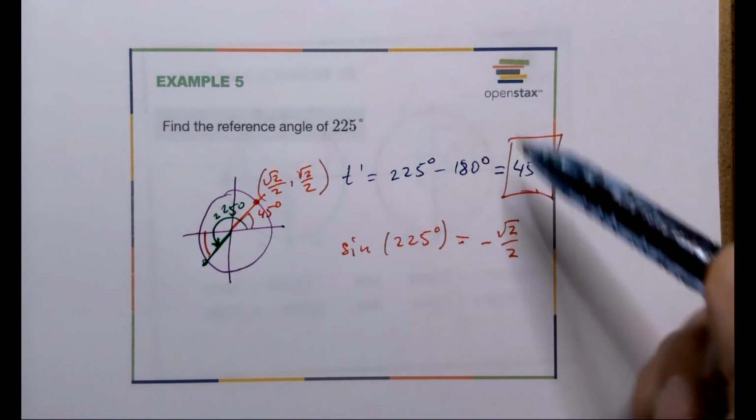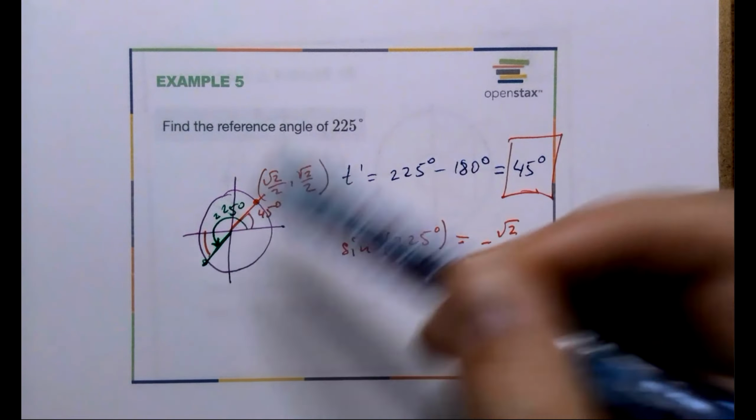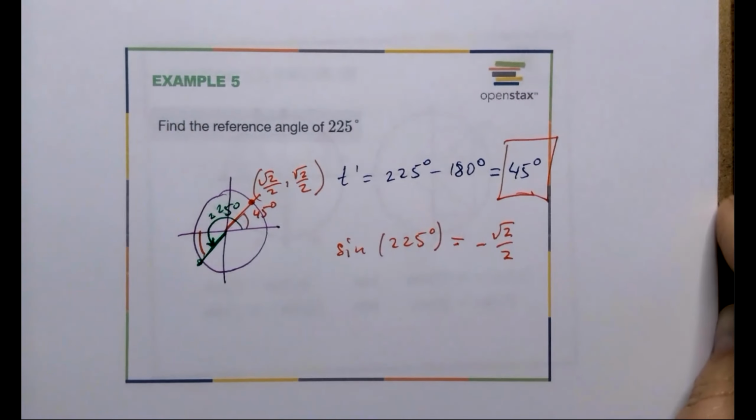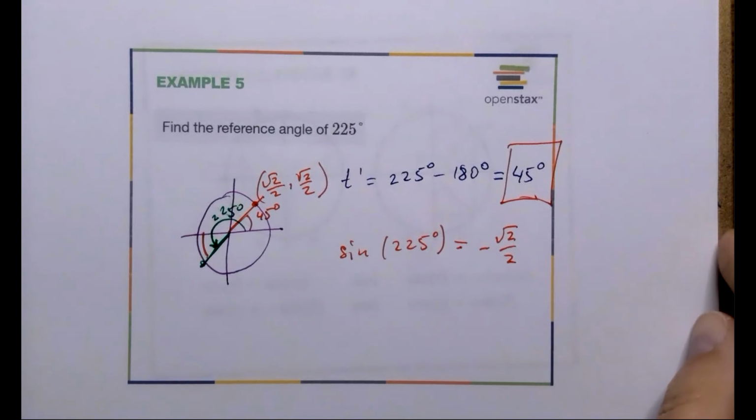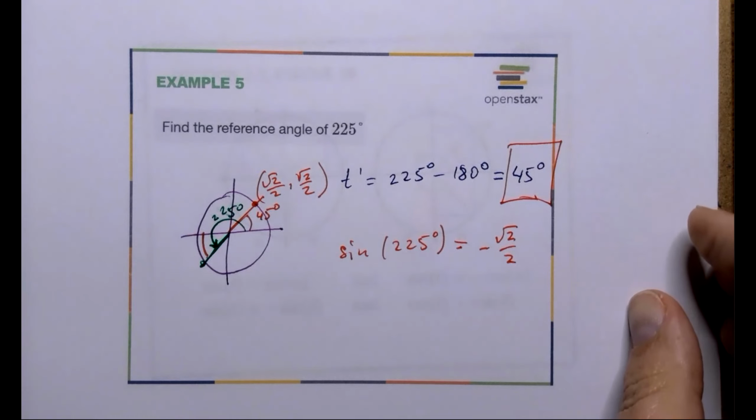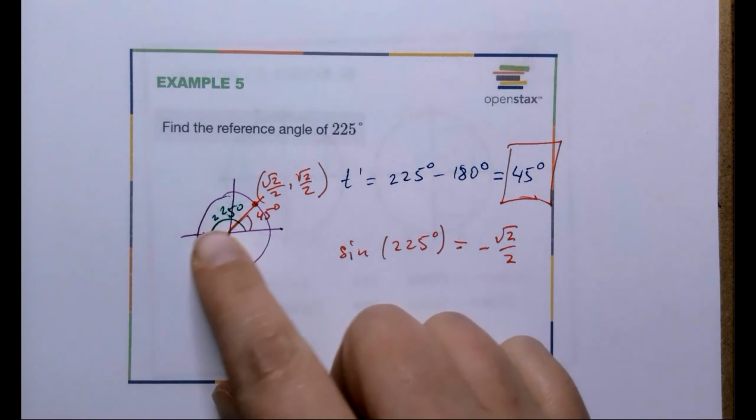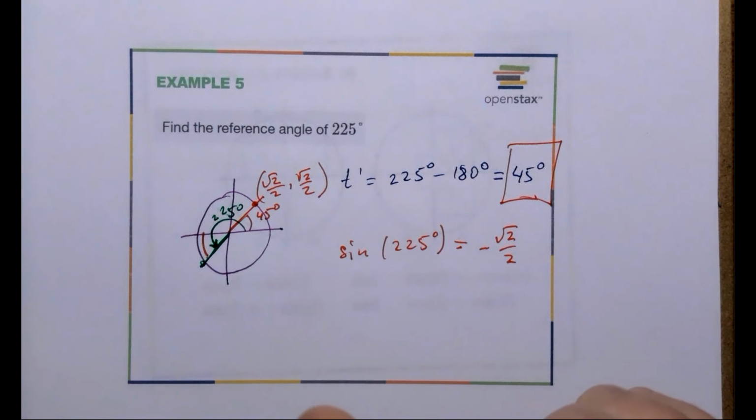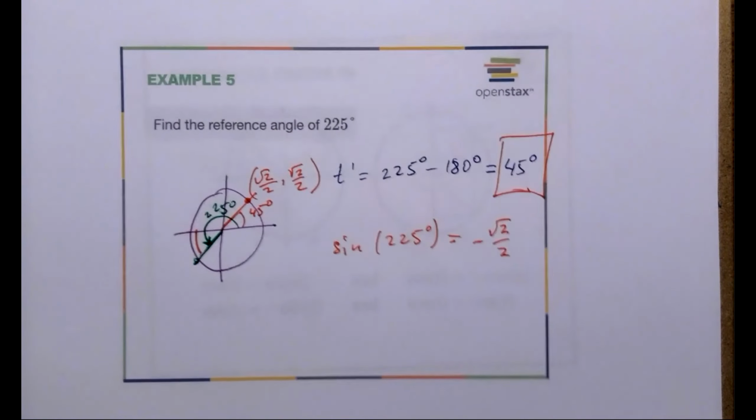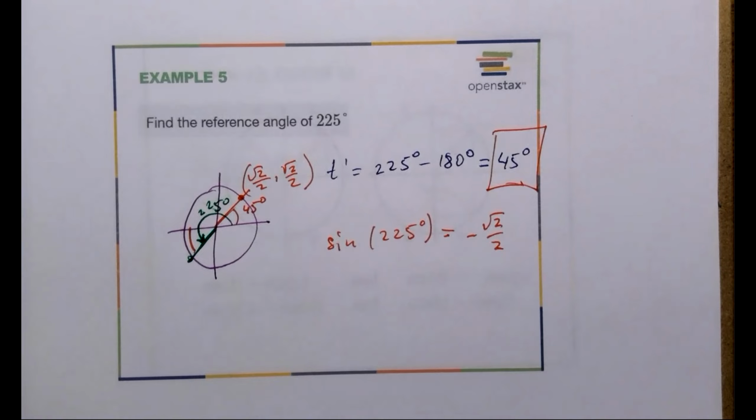So once you know the reference angle, then you know the functions, the sine and cosine of the real angle, the actual angle. And also, if you know sine and cosine, you automatically know secant, cosecant. You also know tangent and cotangent. So once you know those two, then you know all the rest of them.